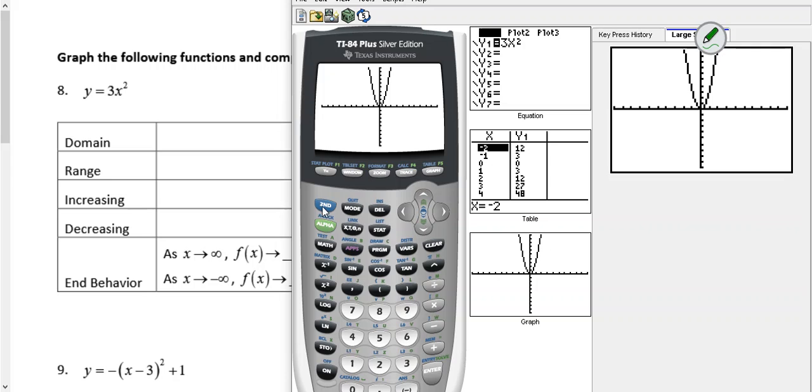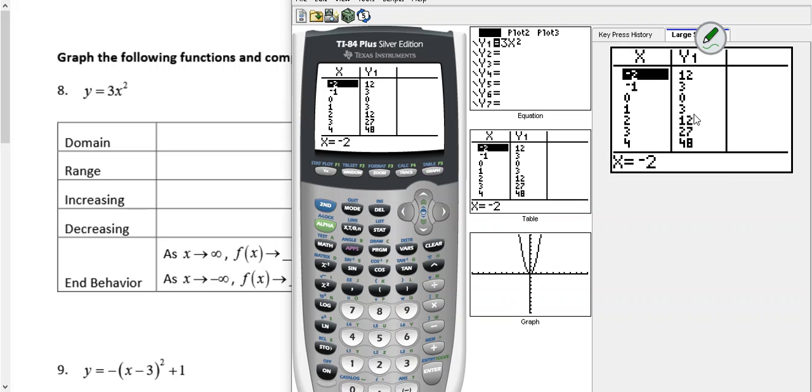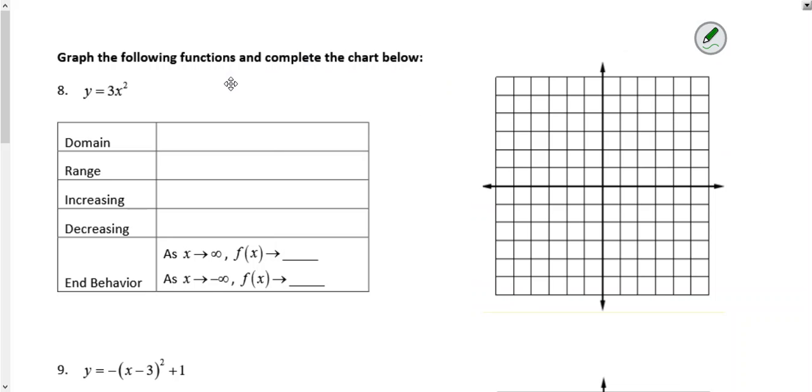So it's a U-shaped graph. Now, table of values, you would hit second, graph to get to the table. You're going to plot as many as you can. So I had 0, 0, I had a -1, 3, and a 1, 3. And then you connect them, making a U. Arrows at the end.